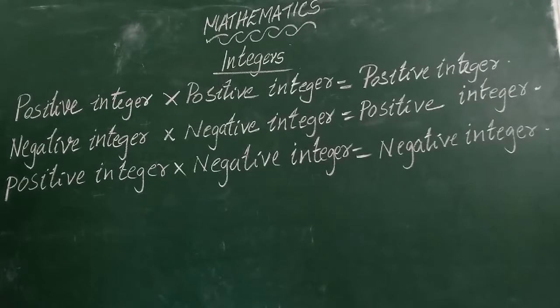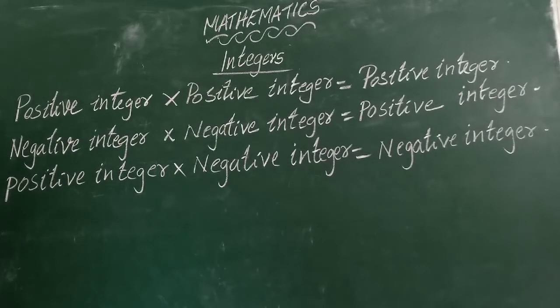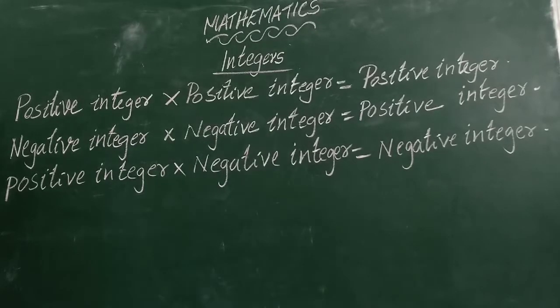You should always remember these 3 facts. A positive integer into a positive integer is always equal to a positive integer. That means the product of 2 positive integers is a positive integer. At the same time, the product of 2 negative integers is also a positive integer. Negative integer into negative integer, we will get a positive integer.